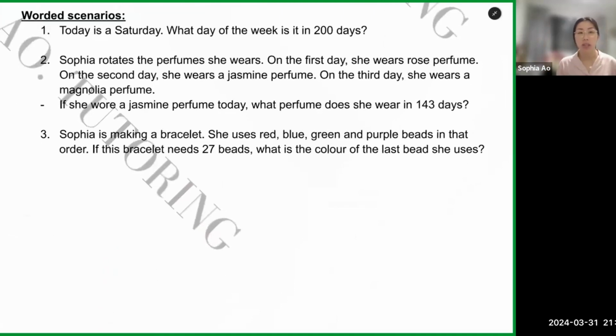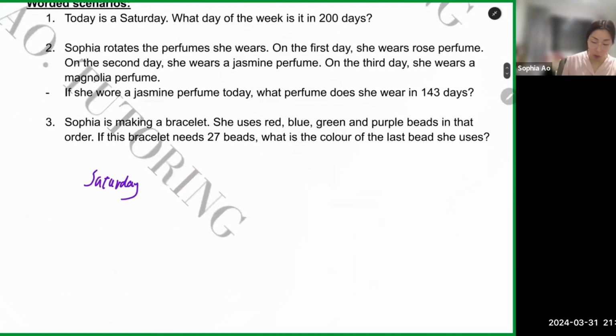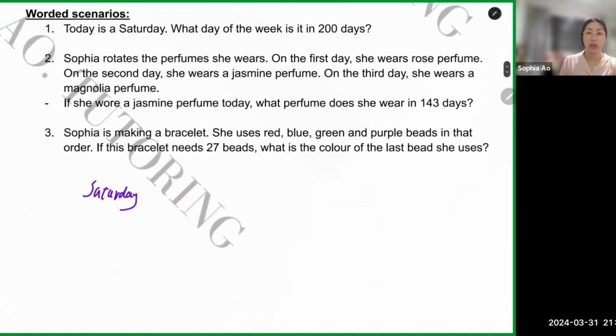You guys know how the days of the week go: Monday, Tuesday, Wednesday. So today is a Saturday. What day of the week is it in 200 days? Now, I don't blame you if you look at this and you're like, I don't know what day it is in 200 days, how would I know? Well, imagine today's Saturday. Imagine 7 days from now, it would be another Saturday. Another 7 days from now would be another Saturday as well. This is something you subconsciously know: days of the week repeat every 7. They come in a set of 7.